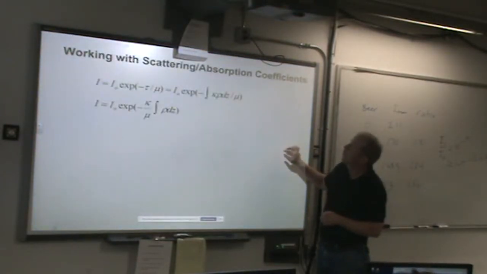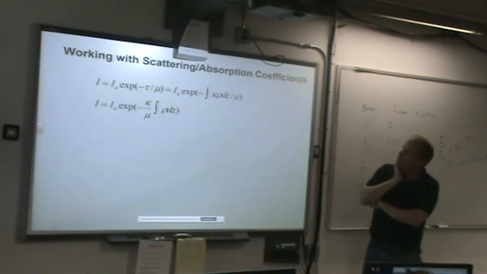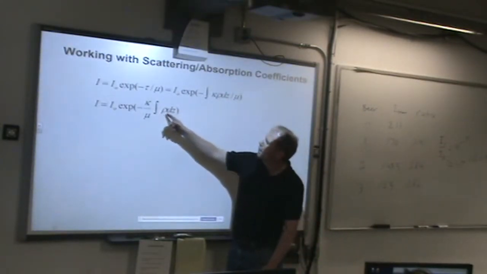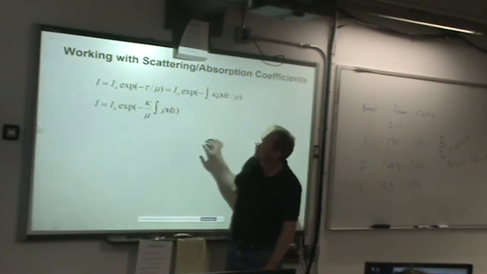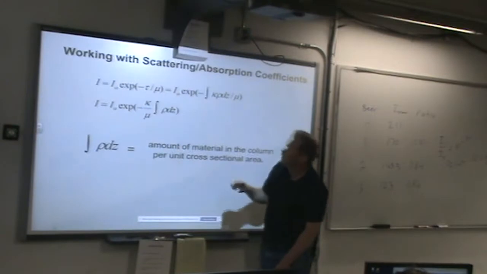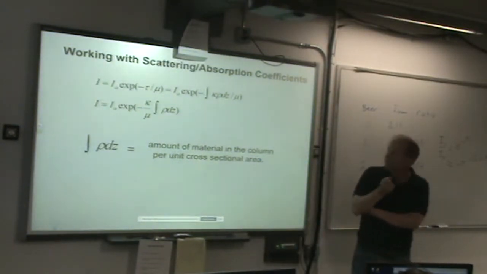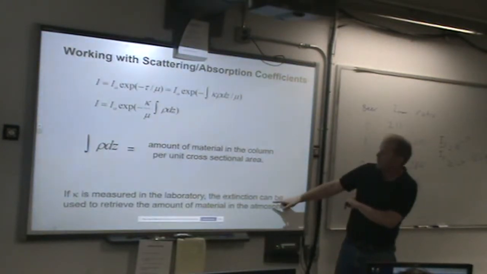Okay, so here we're just talking about what happens if you want to figure out what the coefficients are. We can rewrite Beer's law as, let's say you know the density of the material, you know how thick it is, and you want to figure out what the cross-sectional area is, you can just go ahead and solve it. So rho dz is the amount of stuff that you have, and then you're just multiplying by the extinction, which you can measure in the laboratory.